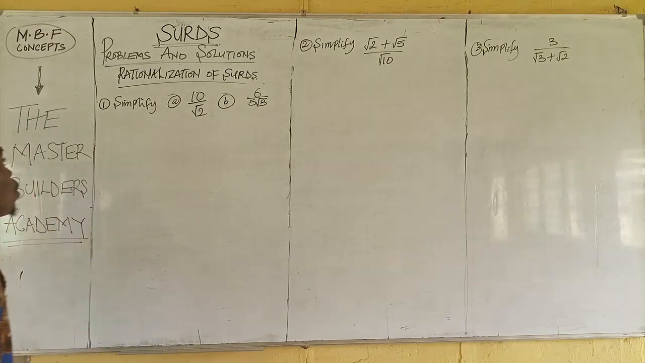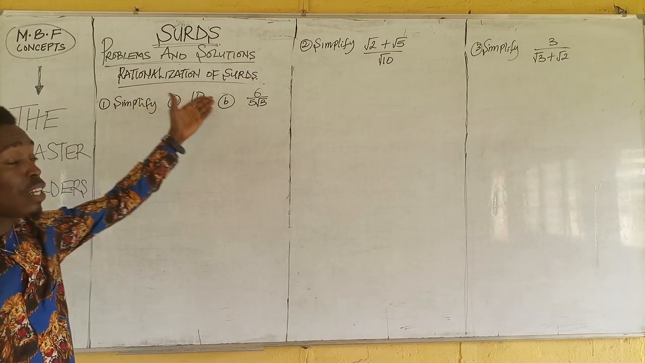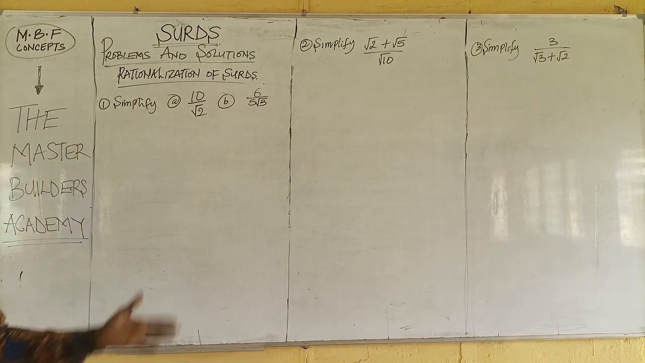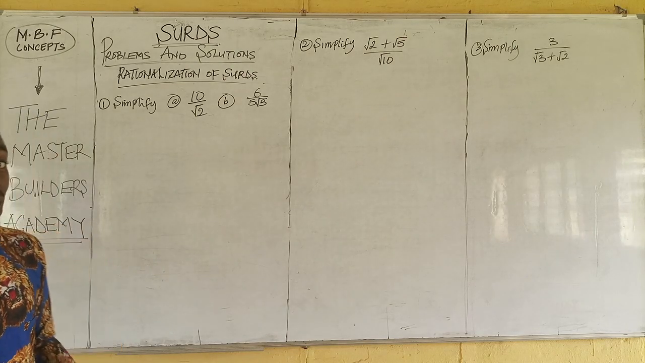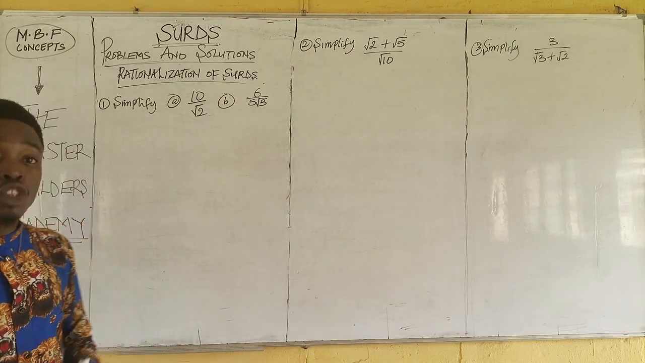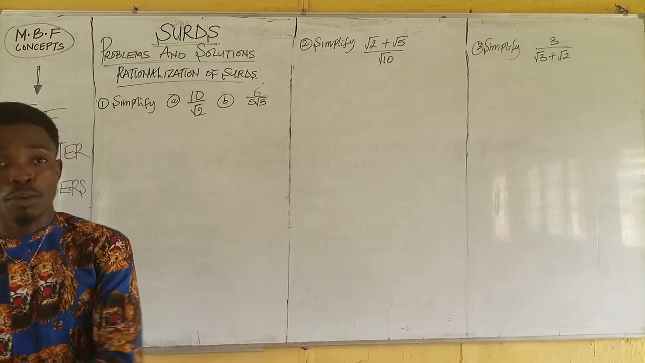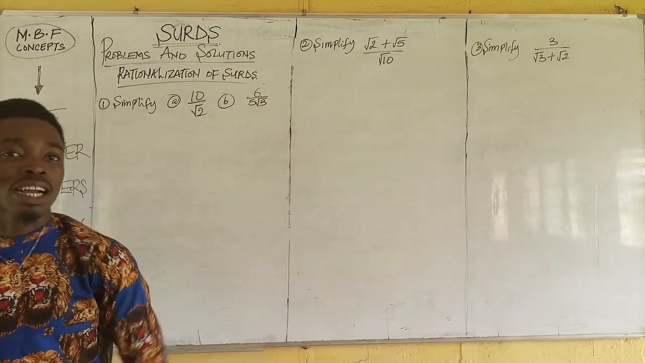Now, on the board, we are asked to simplify 10 over root 2. Of course, this is very simple. You may not have this as a question in an exam, but it will be attached to other surds. But let's start from here, then we advance to other higher calculations.